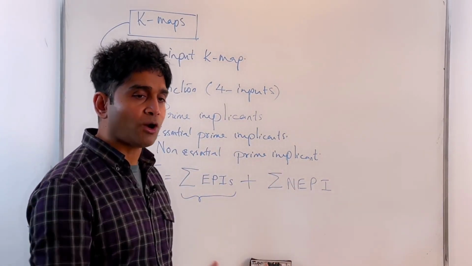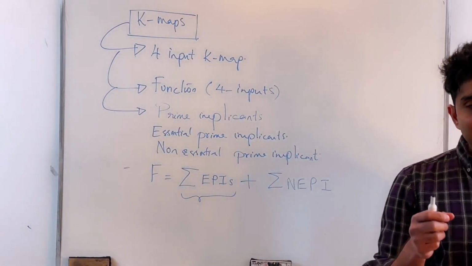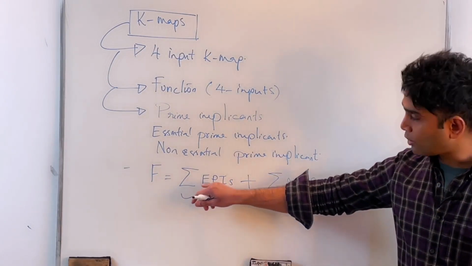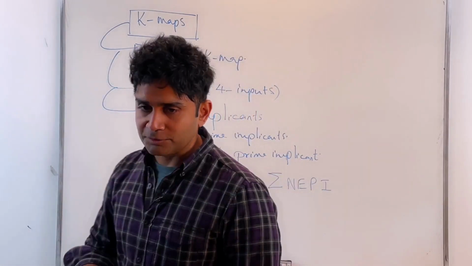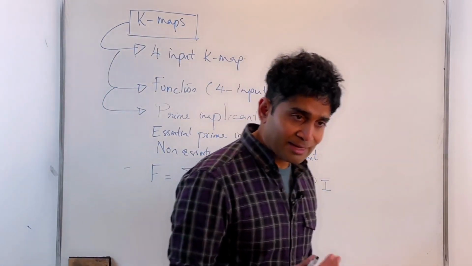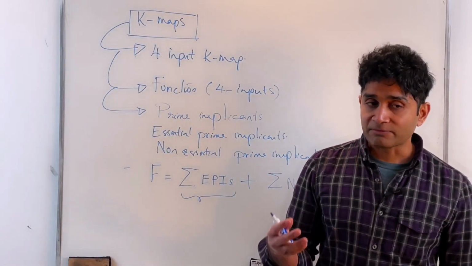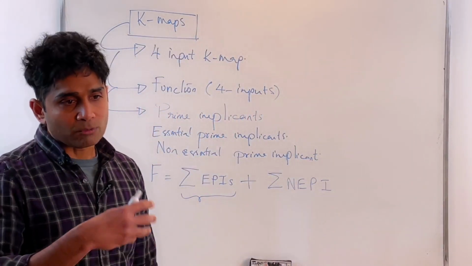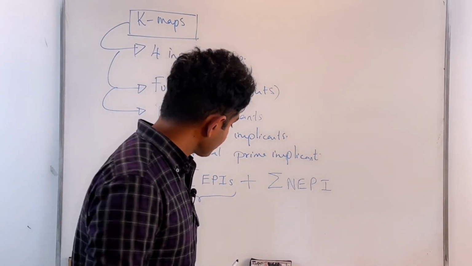You don't have to choose all the non-essential prime implicants. You pick and choose those that would allow you to account for all the rest of the ones not accounted for in the combination of these essential prime implicants. And that gives you your simplified function. And we have seen in the last class that your simplified function may not be unique. Your simplified function can be expressed in more than one way, depending on what the function is. So that's what we have done in the last class.